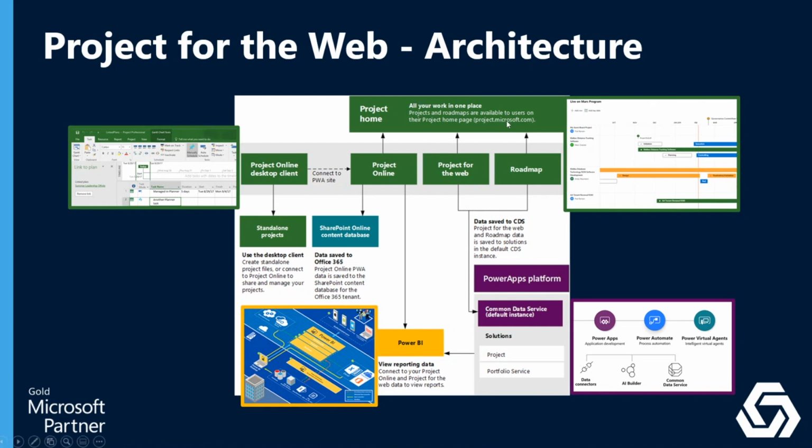So, if anybody is using their own machine at the moment and wants to just hit project.microsoft.com, that's how you get to Project for the Web natively as an application. And you'll see when you go to Project Home, then you'll have the Project Online projects if you're using both, a roadmap or Project for the Web projects, all in that home page.